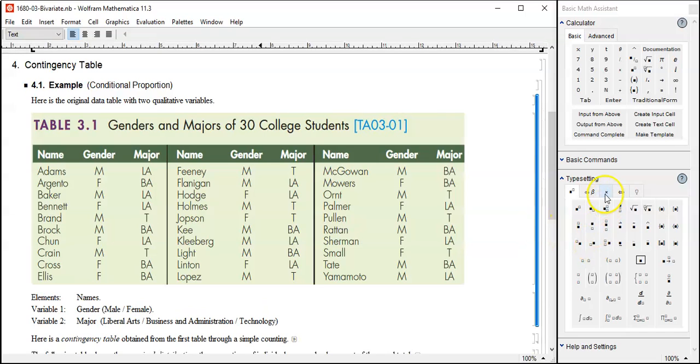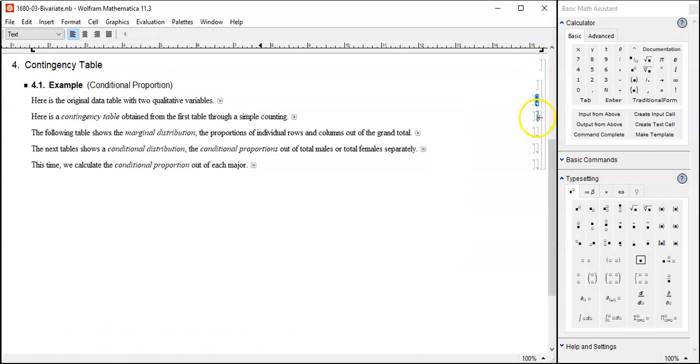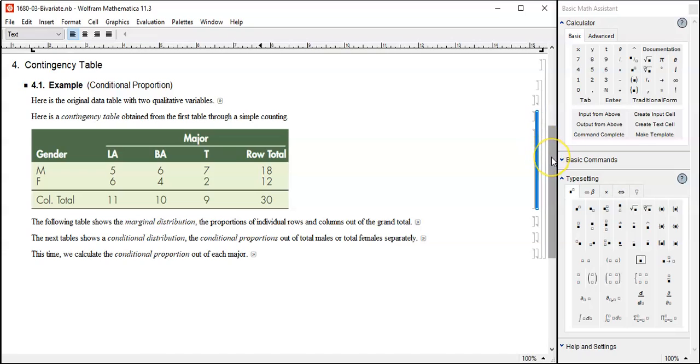Okay, here is the original data set we considered in section 1. We have a bunch of names and two qualitative variables, gender, male and female, and major, liberal art, business administration, and technology. Remember? And one way to represent the same thing is to use this kind of table. Contingency table or cross tabulation.